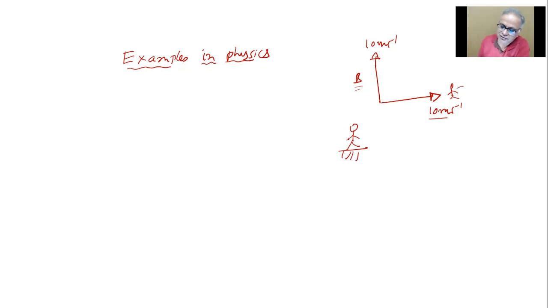In that case, to get the velocity of B with respect to A, we reverse this velocity of A and then add these two things, which will be like this. This is called relative velocity. So for a person A, B appears to be moving like this.